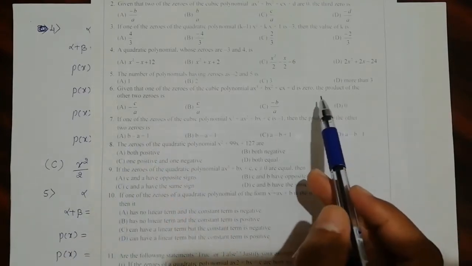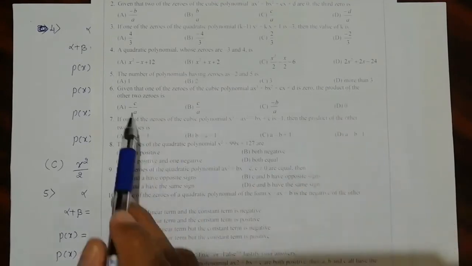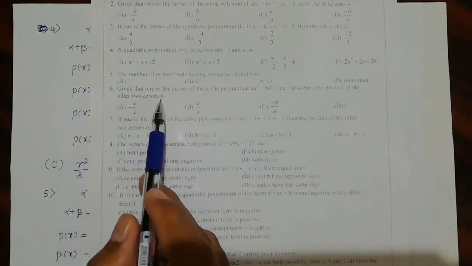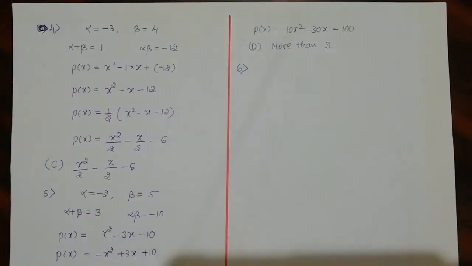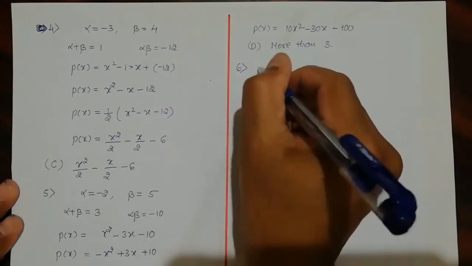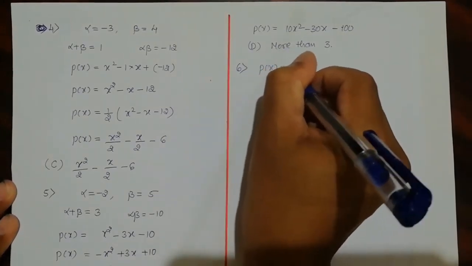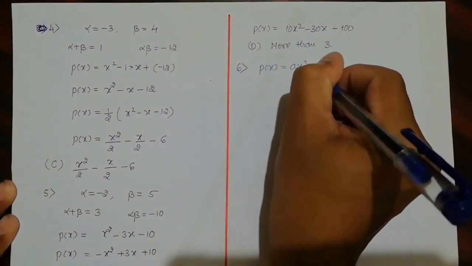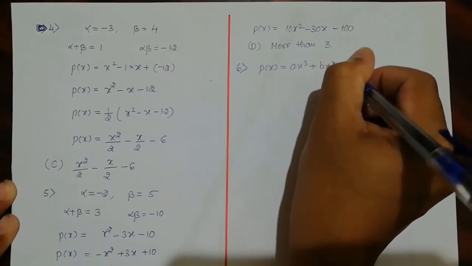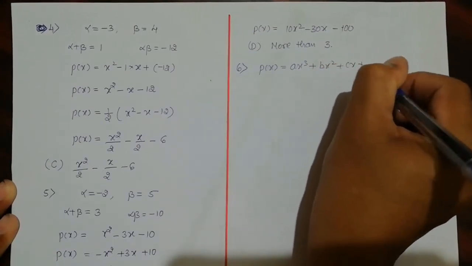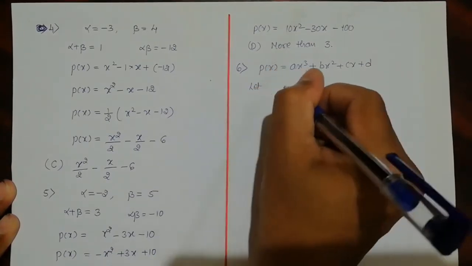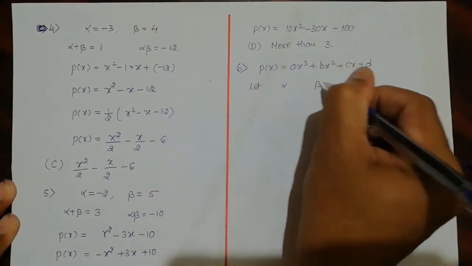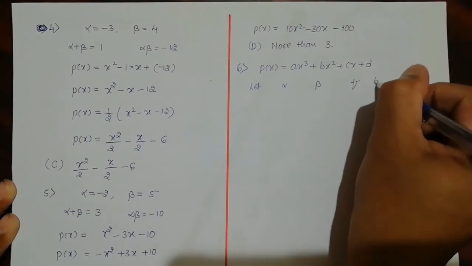Now let us see. He is going to ask the product of the other two zeros. It's very simple. So now look here. First I'm going to write down the given polynomial. It is already in the standard form. Cubic polynomial ax cube plus bx square plus cx plus d, and let alpha, beta, gamma be the zeros.